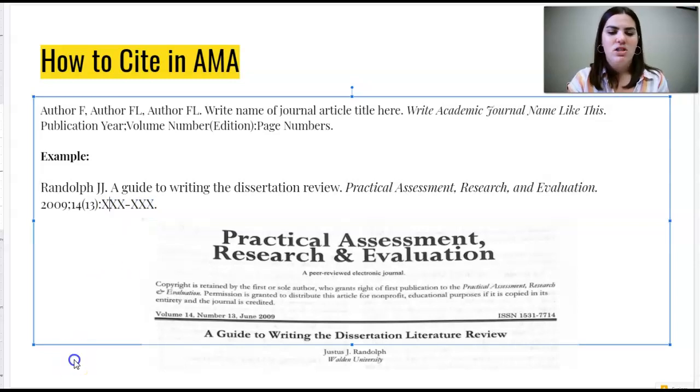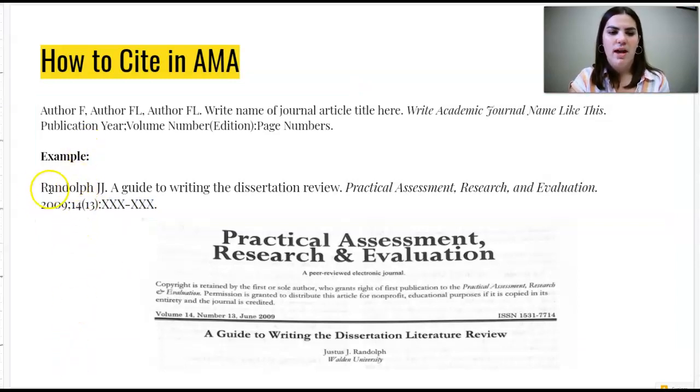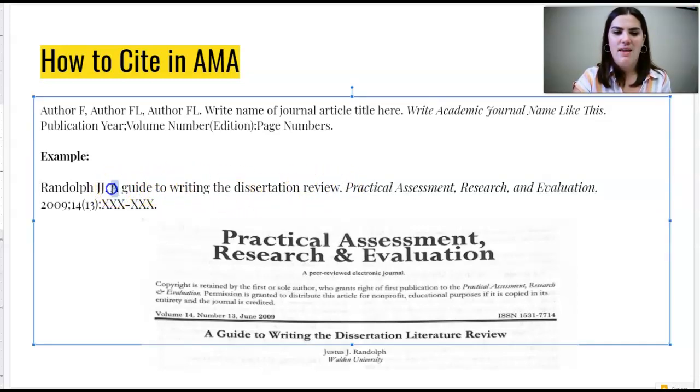Okay, so there's only one author, so we're going to have Randolph JJ, period, because they give us his first and middle initial. So Randolph JJ, period, A guide to writing the dissertation review. Okay, so notice only A is capitalized. Then we have Practical Assessment, Research, and Evaluation. This is the name of the academic journal. So notice every word's first letter is capitalized, and the academic journal name is italicized. Okay, we have a period after that.